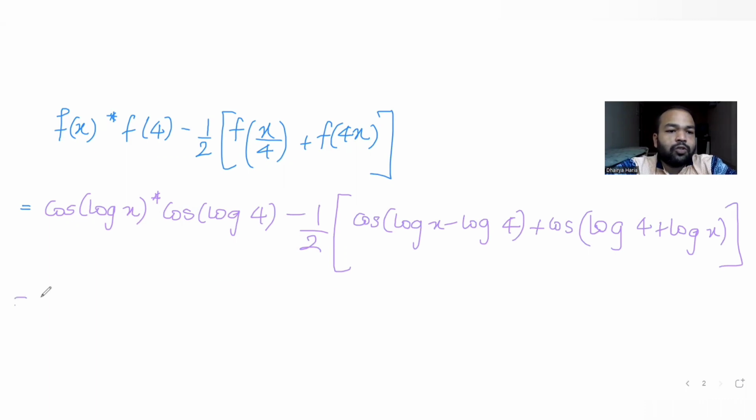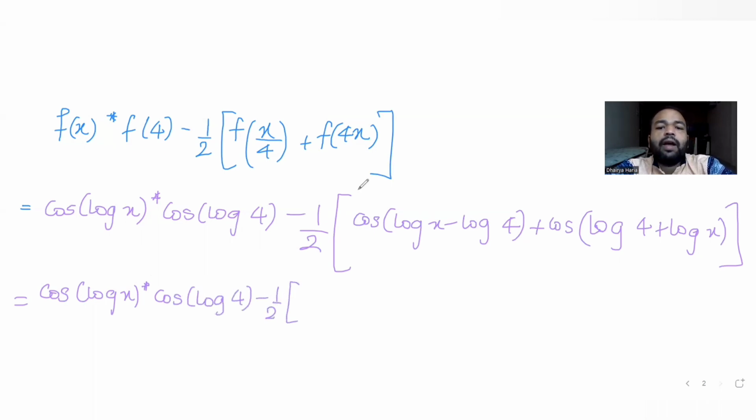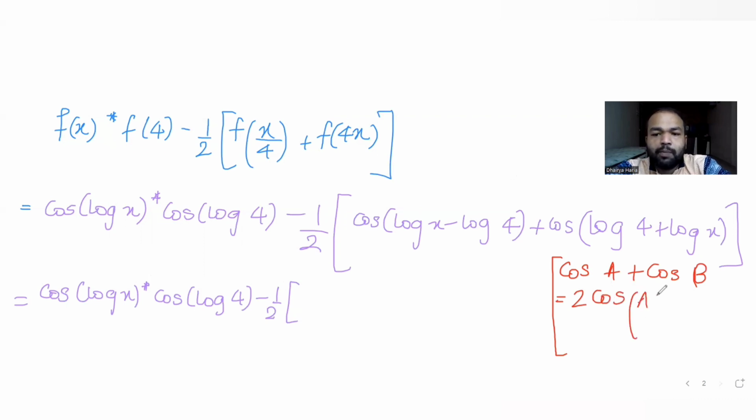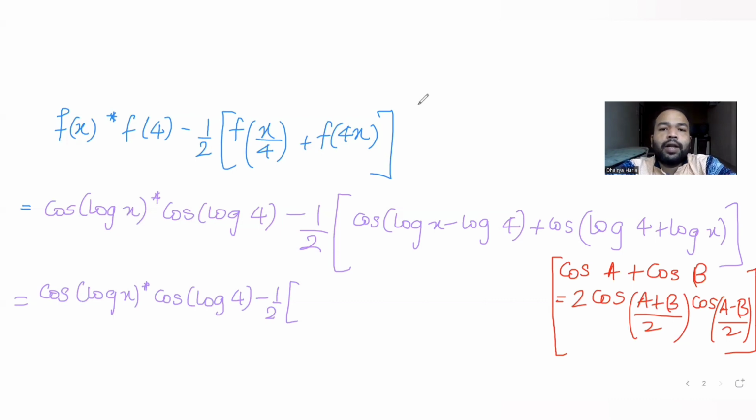Now, let's solve this. So we get cos of log x into cos of log 4 minus half. Now I have cos a plus cos b here. So I can use the idea of factorization that says cos a plus cos b is nothing but 2 times cos of (a plus b) by 2 and cos of (a minus b) by 2. Right, now if I use this entire idea, I get this entire expression. So cos of a plus cos of b, so this is A, this is B. So you get 2 cos A plus B upon 2.